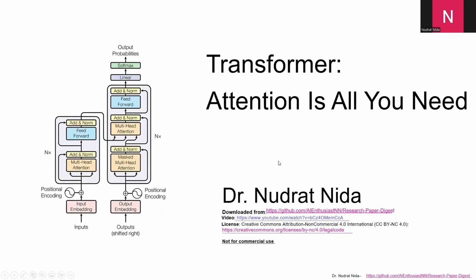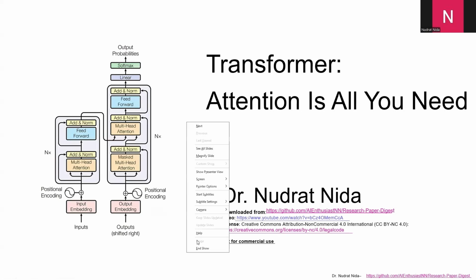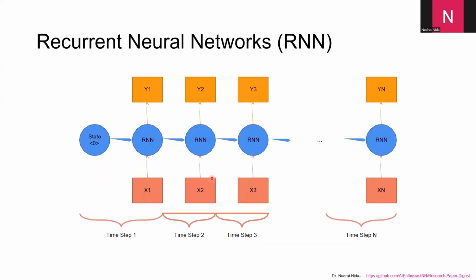The title of this paper is Attention Is All You Need. And this is the basic structure of the transformer model. We will see why people started to work on transformers and started to use the transformer model.